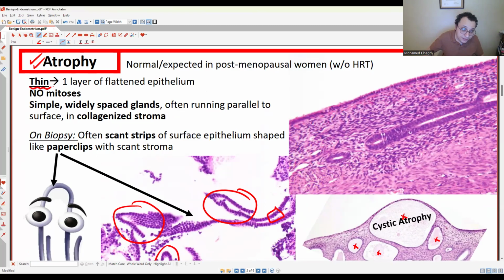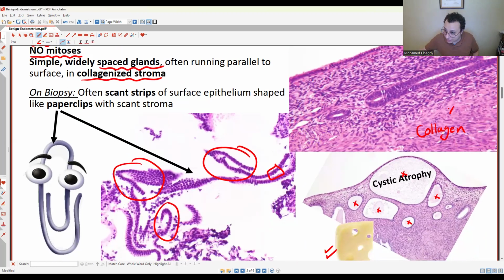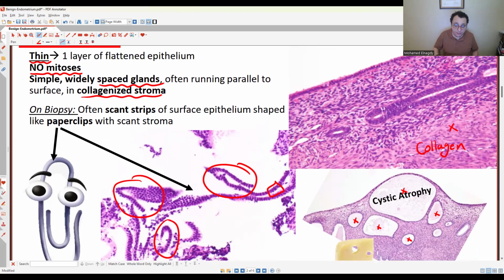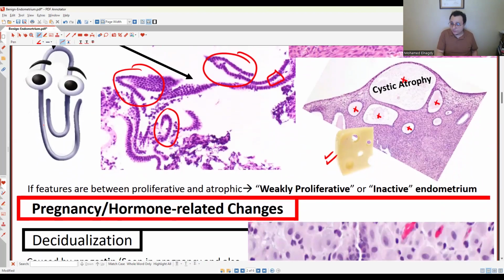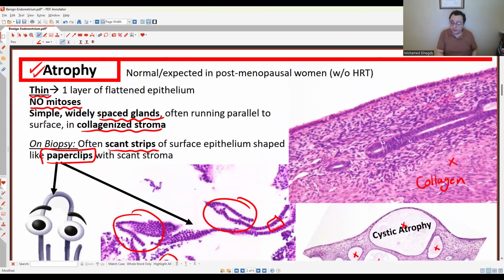So see, it's very thin. Why thin? Because it's just a single layer, flattened, atrophic epithelium. No mitosis is seen. And you see that the glands are very widely spaced. They are wide from each other. And the stroma is very collagenized. See how pink the stroma looks. This is what we call collagenized stroma. And on biopsy, you might see some scant strips of surface epithelium making these paper clips. And they are very atrophic. That's what we call atrophic endometrium.